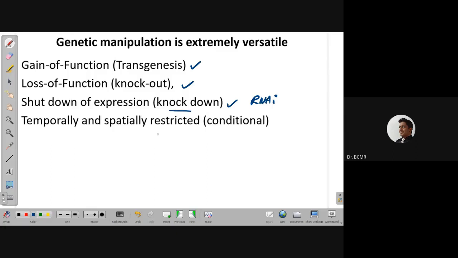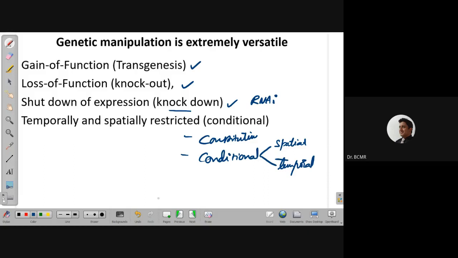There is one more thing we need to understand: two other terms, constitutive and conditional. Conditional can be of two types. One is spatially conditioned, meaning expression in a spatial manner, and the other is expression in temporal ways. Where it should be expressed is about spatial. When it should be expressed is about temporal. Constitutive is expression all the time.